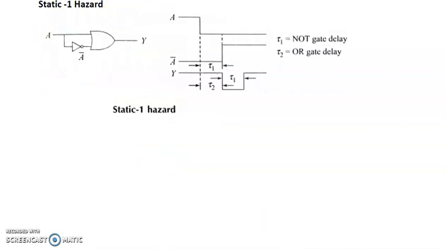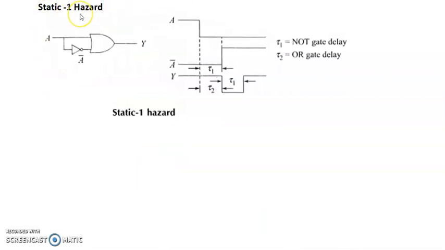So this is the static 1 hazard. What is the static 1 hazard? We are expecting, irrespective of the input, the output to always be 1. In this case, if A is 0, then A bar will be 1. 0 plus 1, the output will be 1. If A is 1, A bar will be 0. So 1 plus 0, the output will be 1. So irrespective of A, the output is always 1.